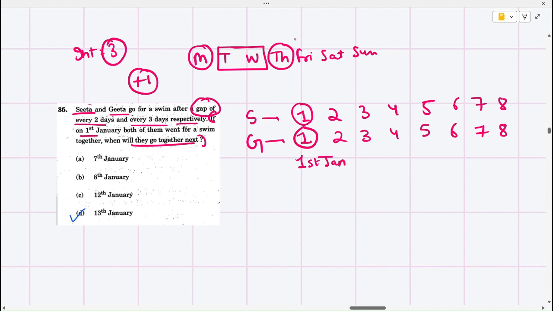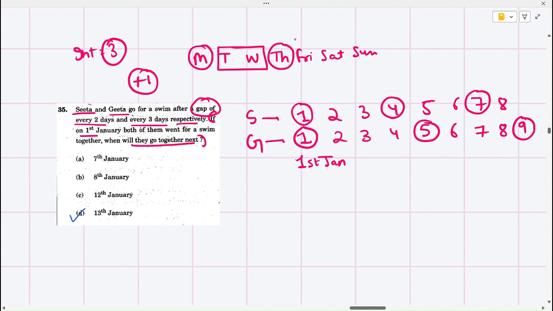Now see, if we focus on Sita, she goes after a gap of every 2 days. So she won't go on the second day or third day. She will go on the 4th of January. Then she'll go on 7th of January. And in the case of Geeta, she goes after every 3 days. Like the gap here is of 3 days, which means she will go on the 5th day. Then she'll go on the 9th day and so on.